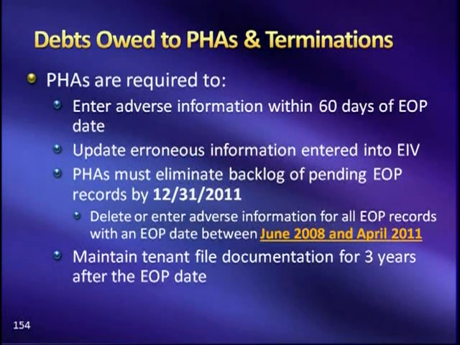Slide number 154. You are required to enter adverse information within 60 days of EOP date. Notice the third bullet. You must eliminate any backlog of pending EOP records by 12/31/2011. Remember that blank adverse record that I showed you where there's nothing on it? By 12/31, you've got to do one or the other. Either delete the record because there's nothing adverse to report, or enter the adverse information, okay?